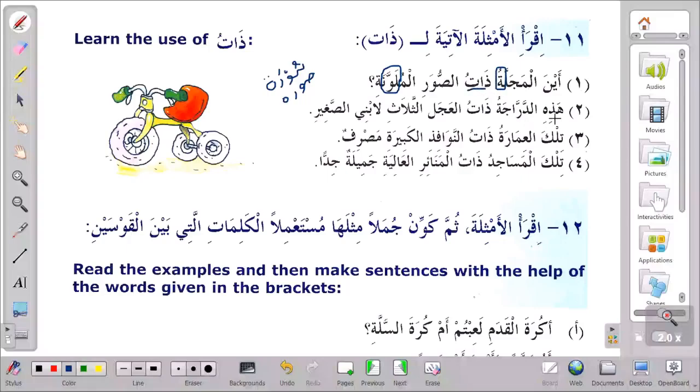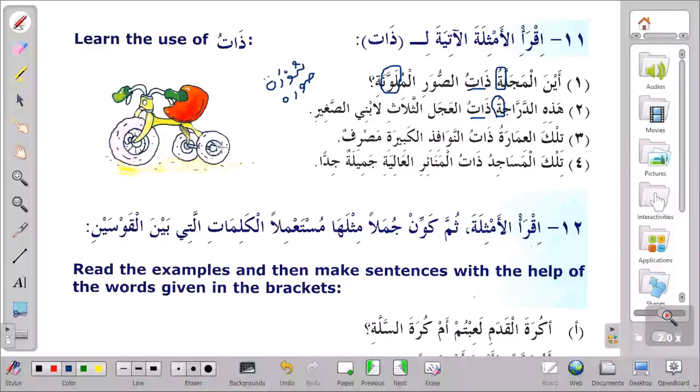I hope that is clear. Hazihi darajatu, this bicycle, you can see there is a bicycle here. Zatu, so they use zatu because bicycle is feminine. You can see the ta marbuta, right? Zatul ajali salasi li ibni sagir. Okay, so hazihi darajatu, this bicycle, zatul ajali, with wheels.